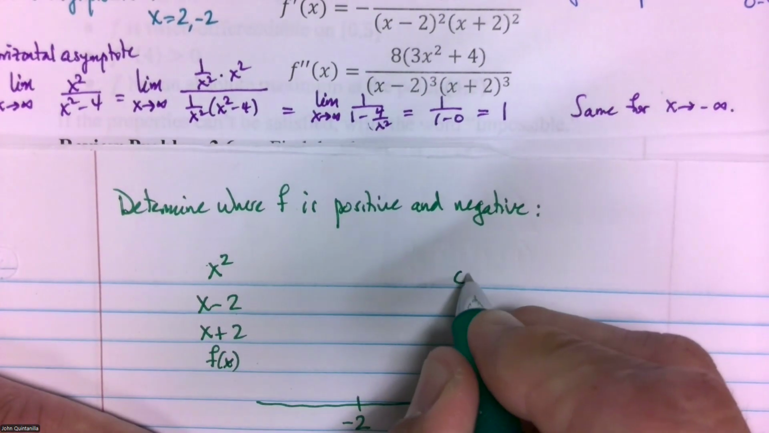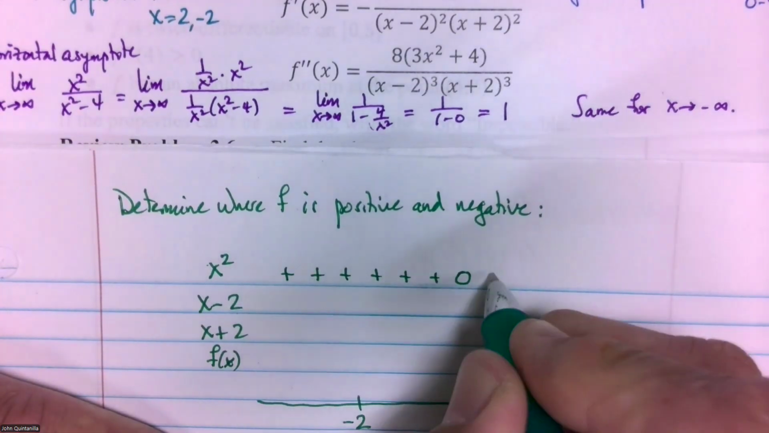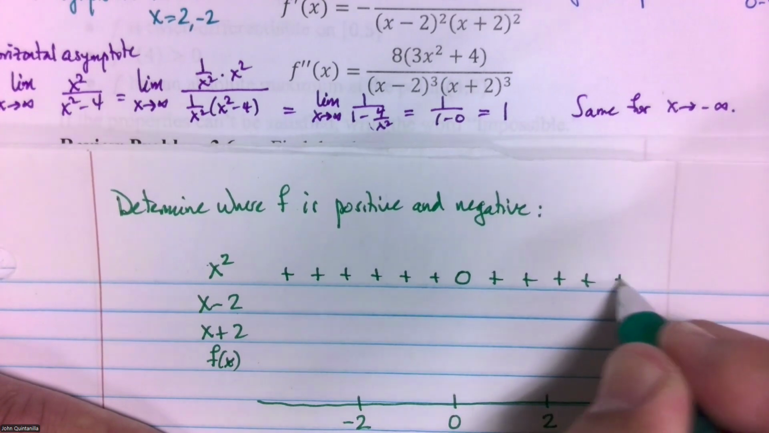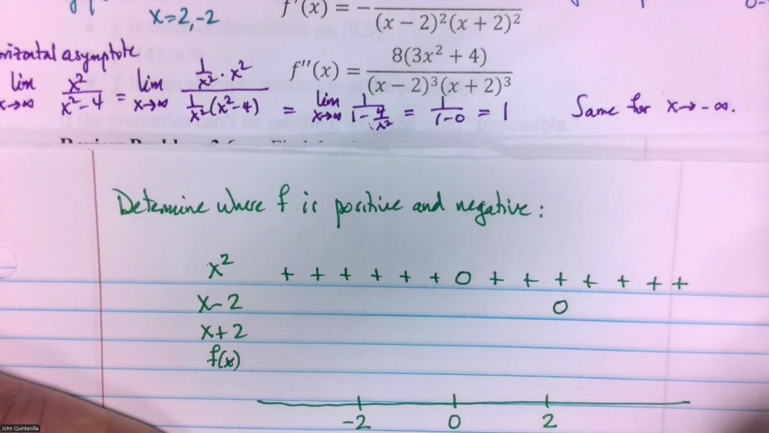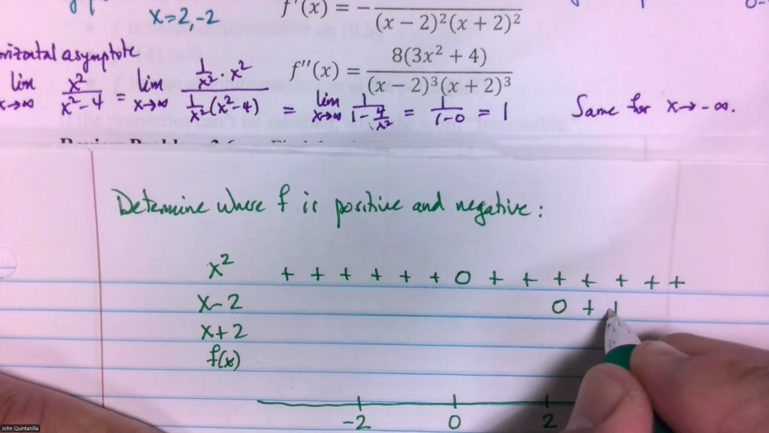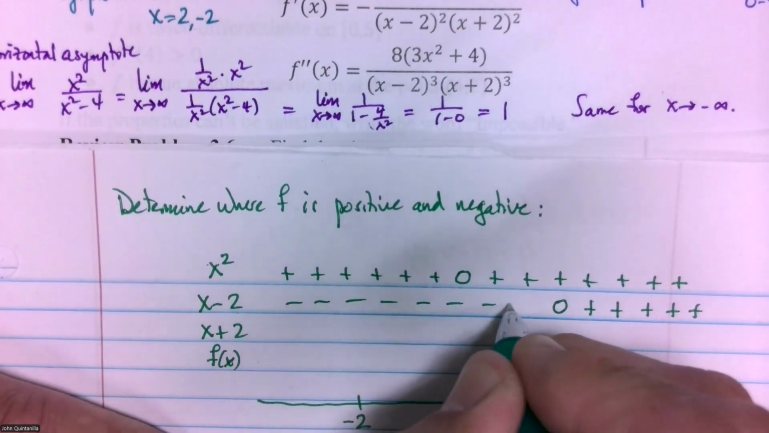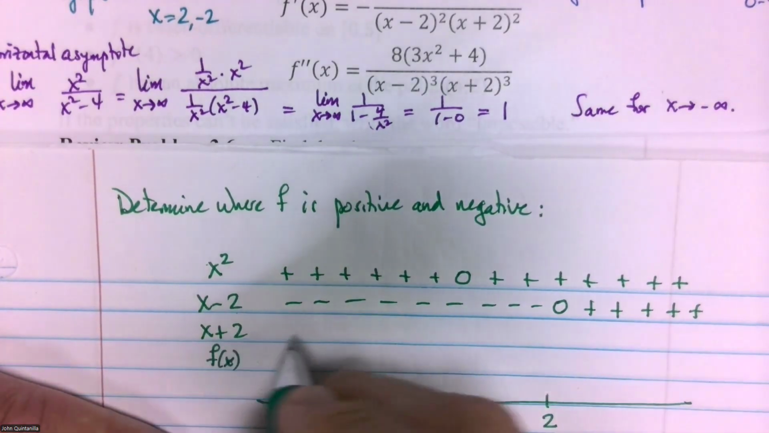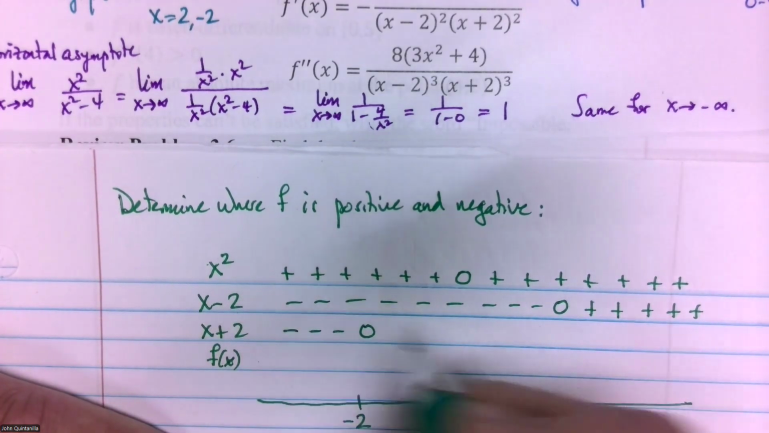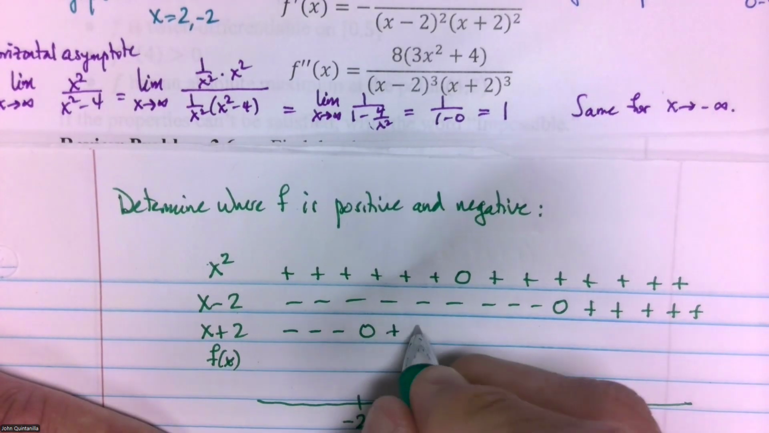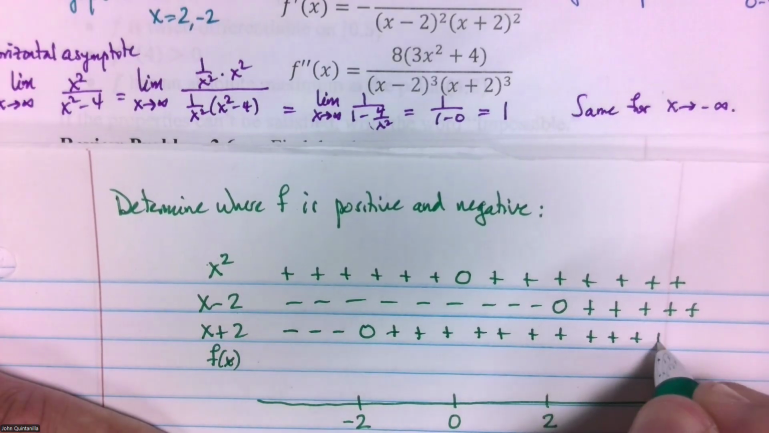x squared is equal to 0 when x is equal to 0, and otherwise it is positive. x minus 2 is equal to 0 when x is equal to 2. It is positive if I plug in something that's bigger than 2, and negative if I plug in something that's less than 2. x plus 2 is 0 when x is negative 2. It is negative if I plug in something less than negative 2, and it is positive if I plug in something that is bigger than negative 2.